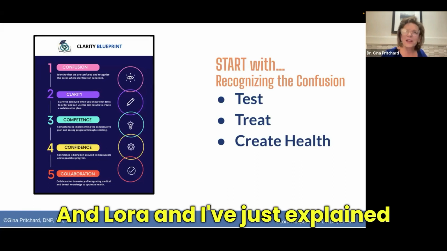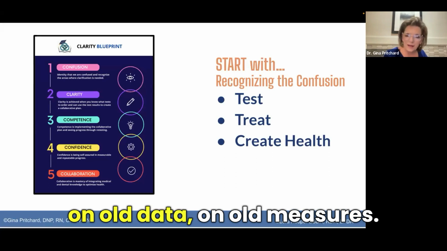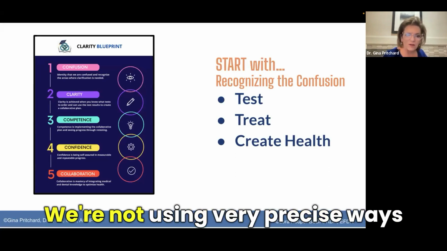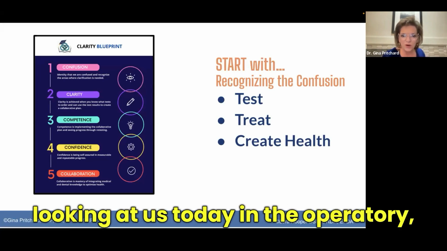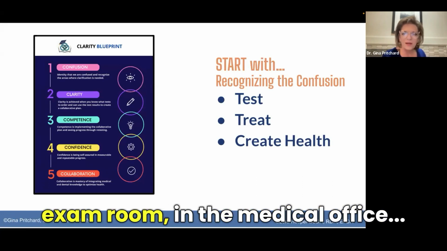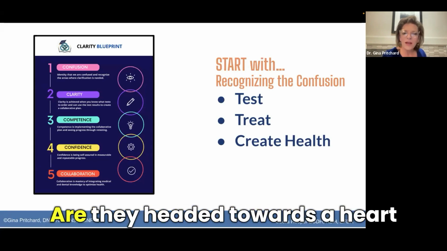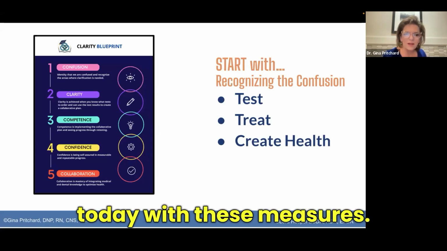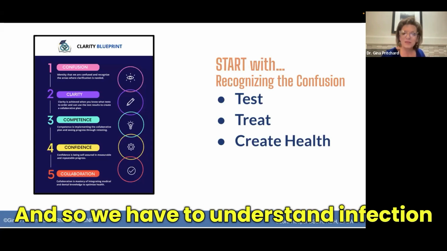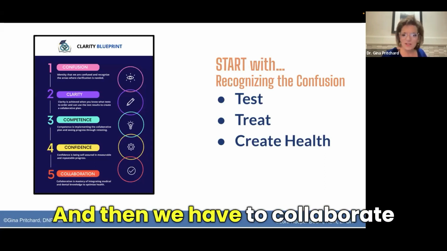And Laura and I've just explained to you how there's healthcare confusion because we're still relying on old data, on old measures. We're not using very precise ways to determine, is this individual looking at us today in the operatory in the dental office or in the clinical exam room in the medical office, what's going on inside of them at the cellular level? Are they headed towards a heart attack or are they protected? And we can know that today with these measures. And so we have to understand infection and inflammation, as we're going to teach you today, in order to do that. And then we have to collaborate on the topics.